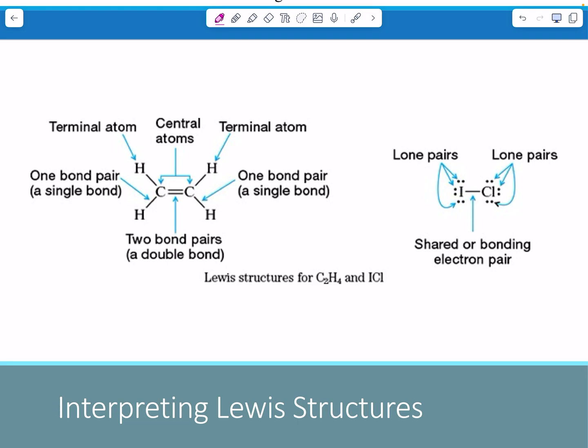All right, so if we look at this one over here on the left, this one is a little larger molecule than we've seen.